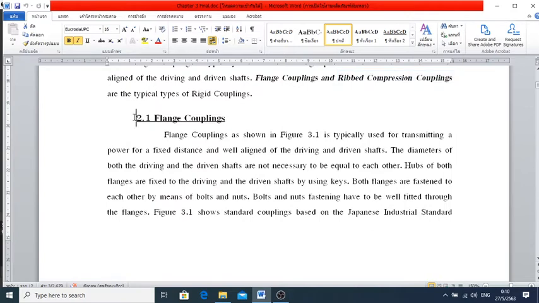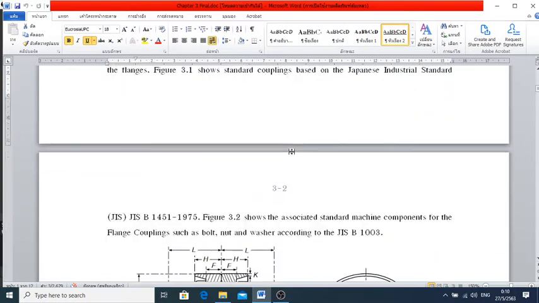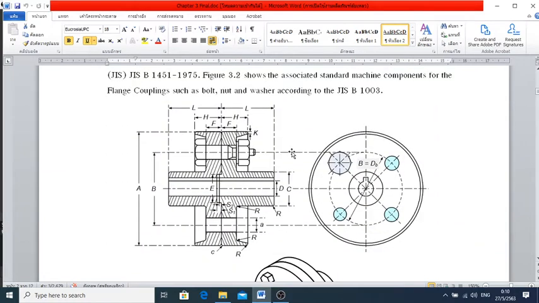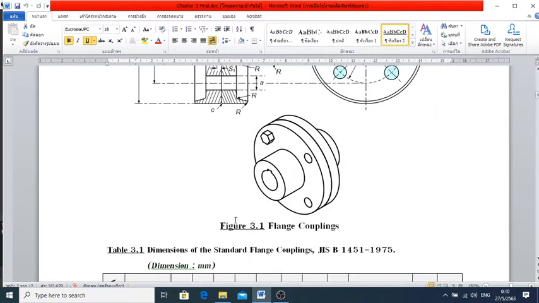The first one is going to be the flange coupling, which we've got here in figure 3.1. Okay, let's see together. Figure 3.1 is going to look like that. We're going to have a driving shaft inserted in here and then the driven shaft inserted out there.